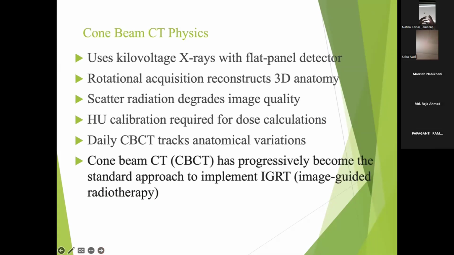and imaging data is used for adaptive replanning. For cone beam CT, it uses kilovoltage X-rays with flat panel detectors. Rotational acquisition reconstructs the 3D anatomy. Scatter radiation degrades the image quality. So HU calibration is required for accurate dose calculations. Daily CBCT can track the anatomical variations. So cone beam CT has now become the standard approach to implement image guided RT.